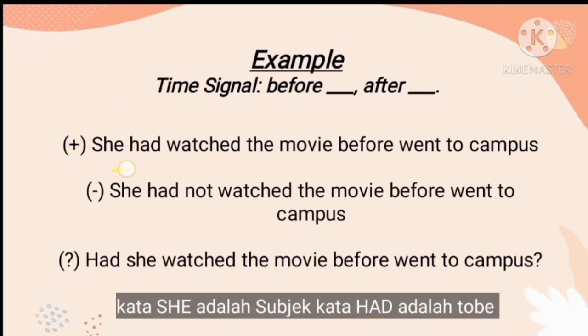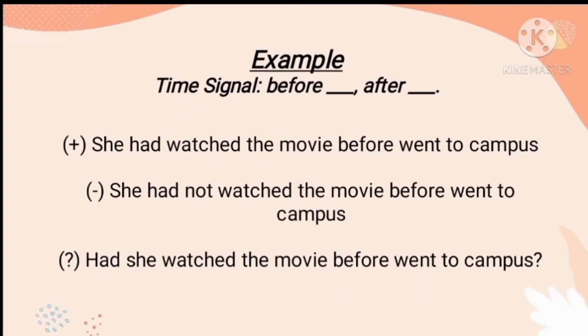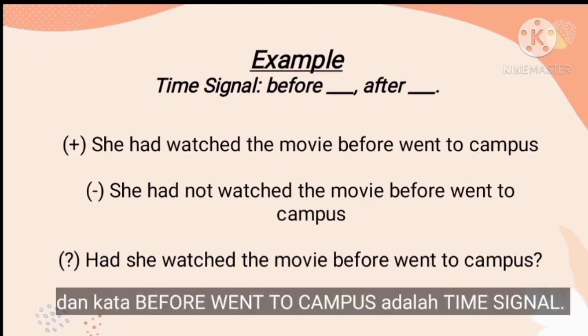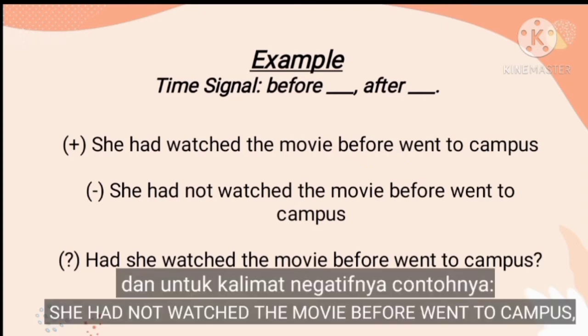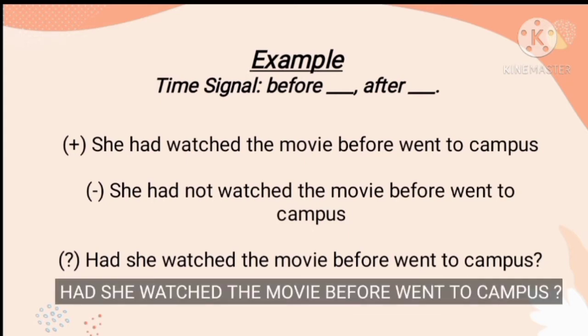The word she is the subject. The word had is the to be. And then the word watched is the verb. And then the movie is the object. And before went to campus is the time signal. She had watched the movie before went to campus. And for the negative sentence, the example is: she had not watched the movie before went to campus. And for the interrogative sentence, the example is: had she watched the movie before went to campus?